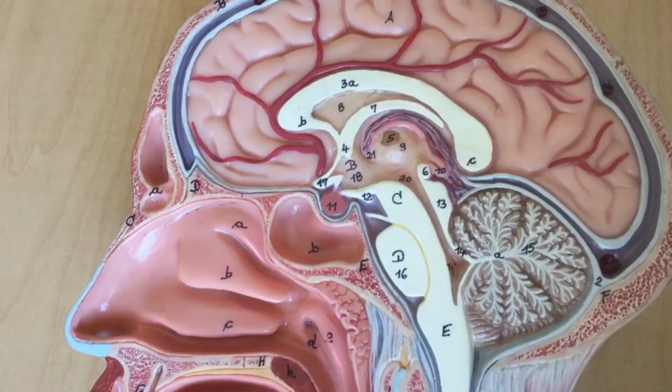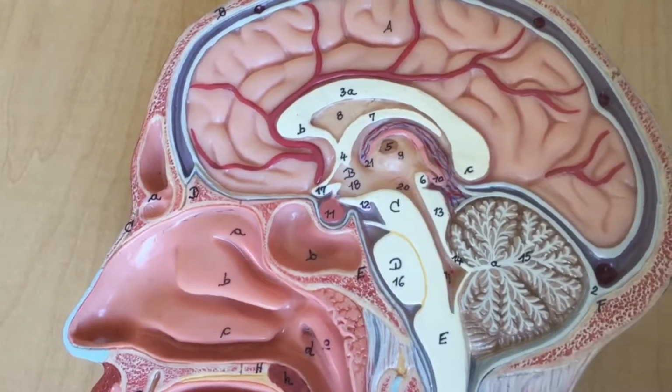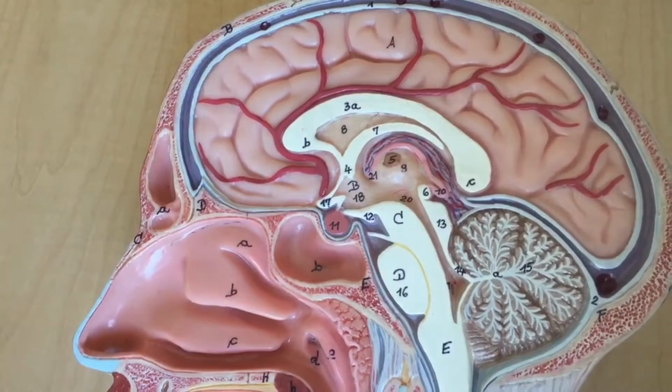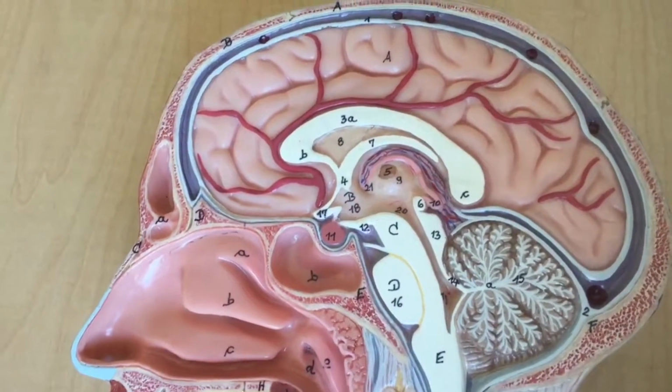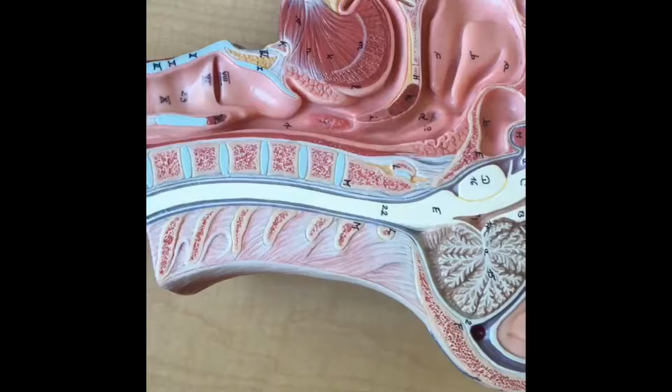Also part of the upper respiratory system are the paranasal sinuses. These are hollow areas in the bone. Here we have the frontal and the sphenoid. This model only shows 2 of the 3 paranasal sinuses. The ethmoid is not shown. The functions of the paranasal sinuses are to lighten the skull, to warm and moisten the air that you breathe, and to give your voice a tonal quality.